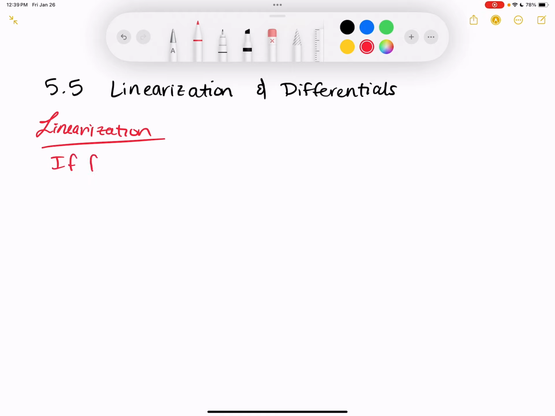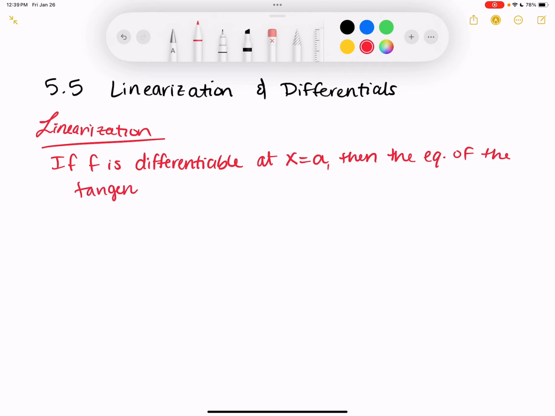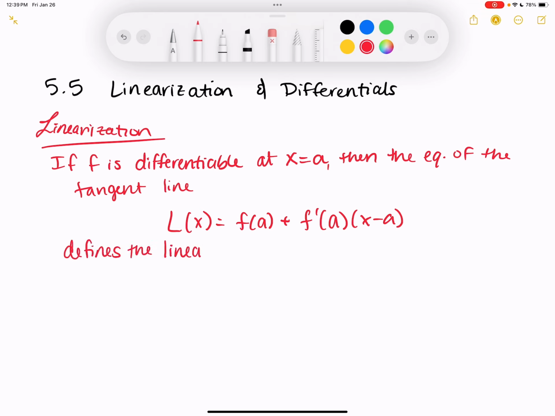If f is differentiable at x equals a, then the equation of the tangent line L of x is equal to f of a plus f prime of a times x minus a. Defines the linearization of f at a.